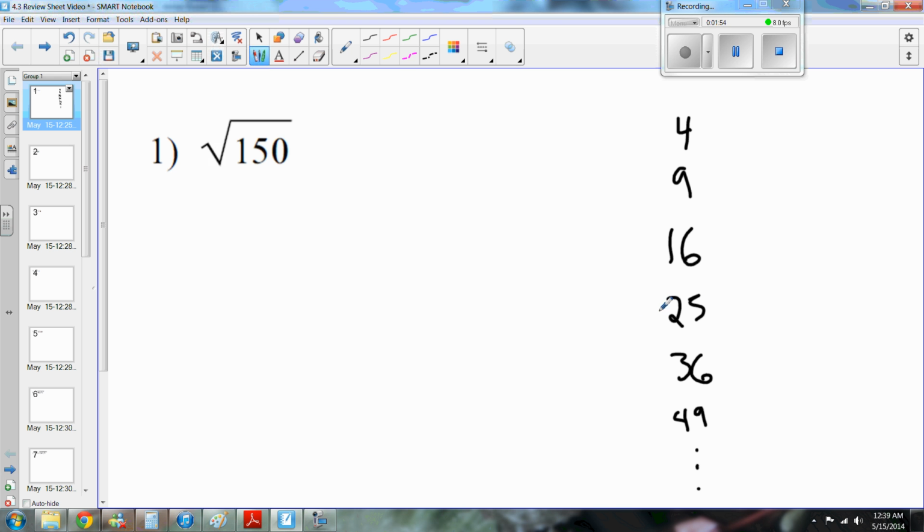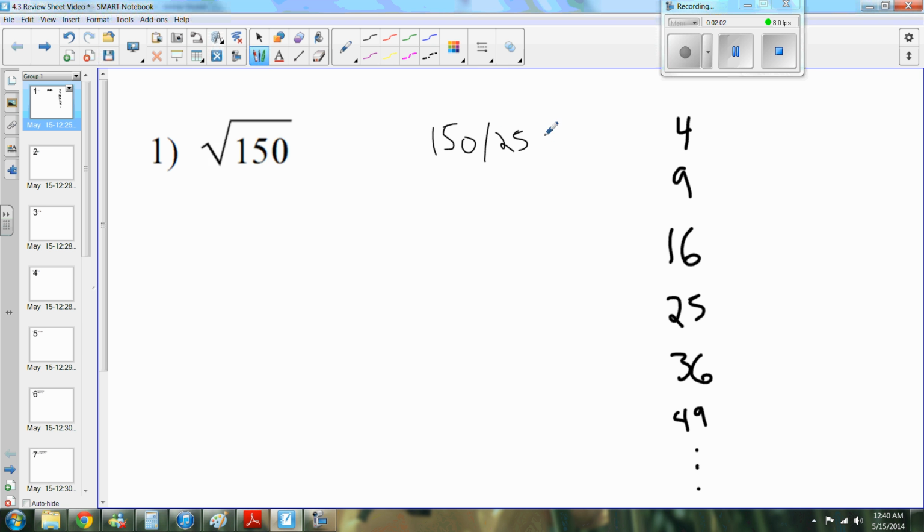Now, my first result here is going to be, so I'm taking my calculator and I do 150 divided by 25. My first result that's an integer is 6. So I have a factor pair of 150, and I'll write it just in terms of a coordinate point, as 6 and 25.